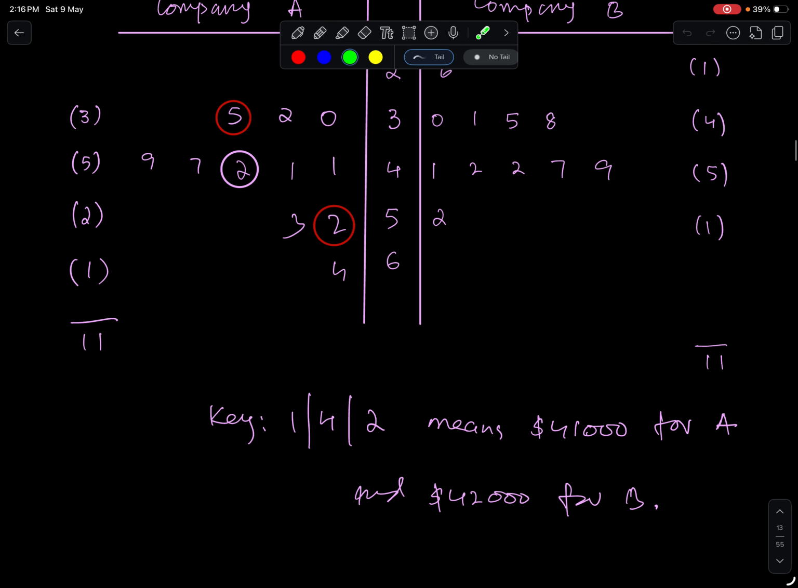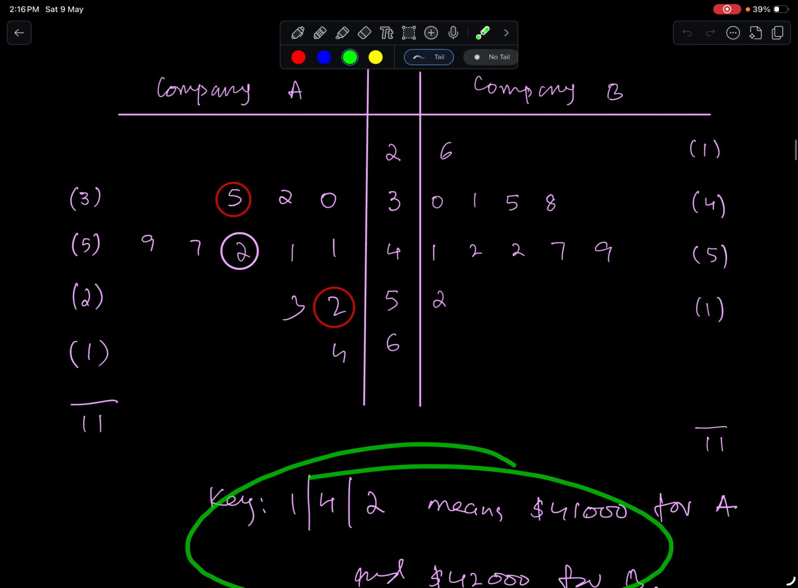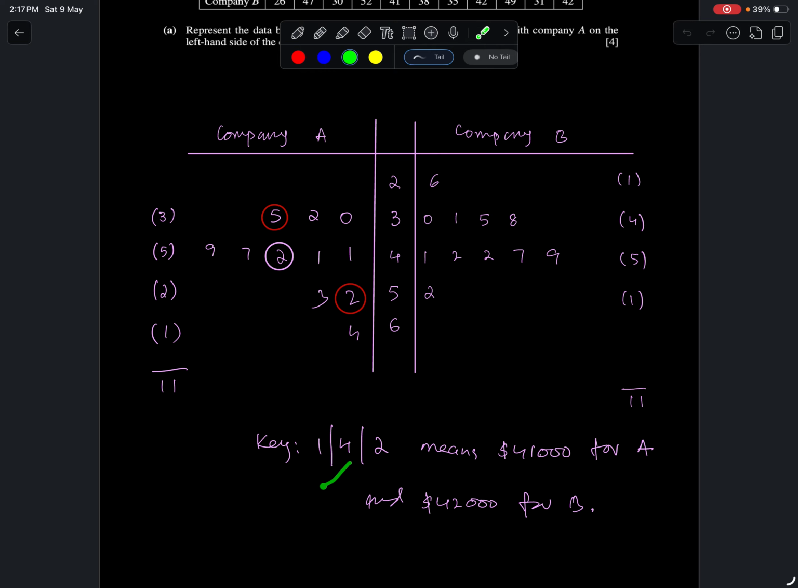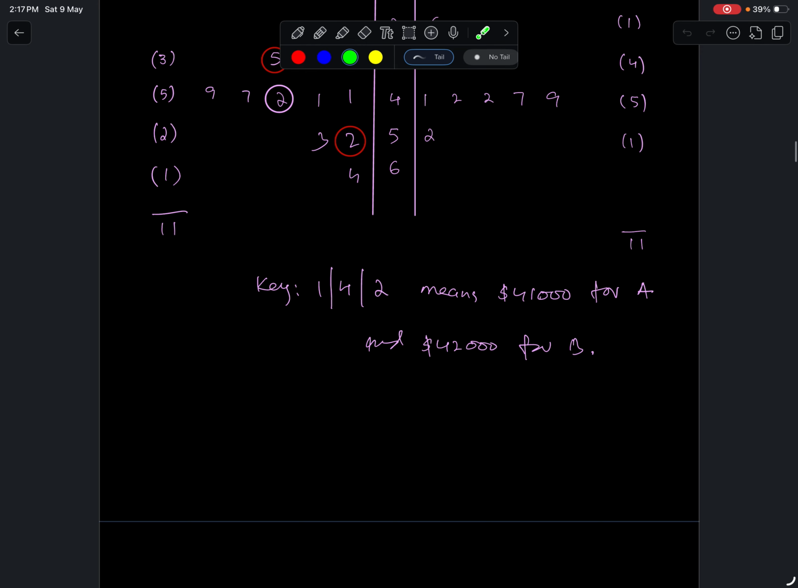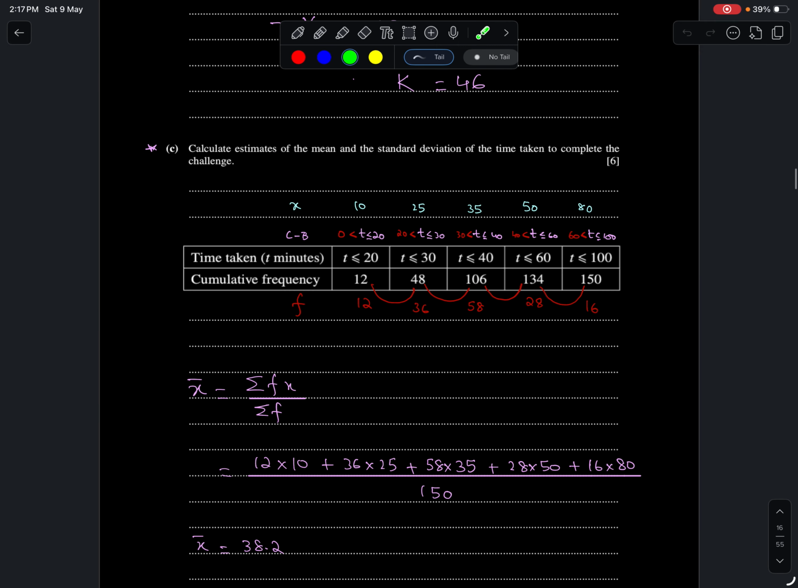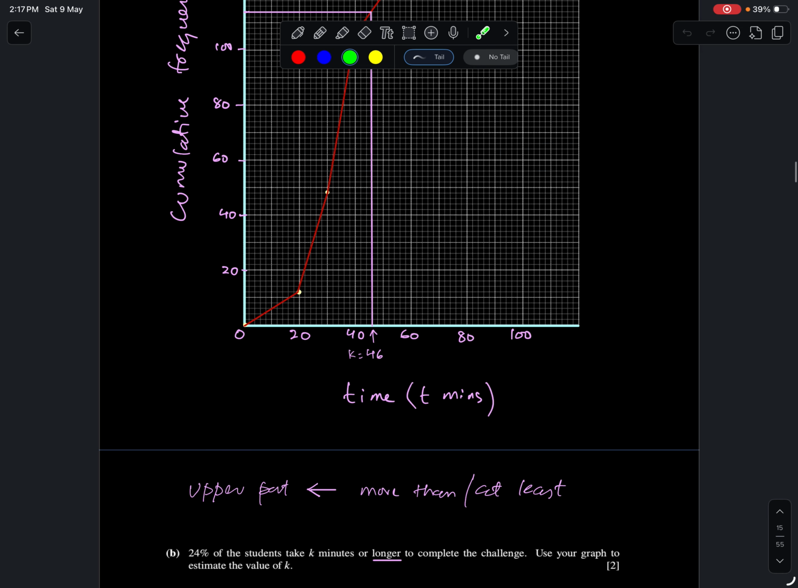In a stem plot, you must mention the key. This is in thousands of dollars, so 41 means 41,000. I told you, don't draw a polygon, draw a curve. Curve is better. I will edit these things later.